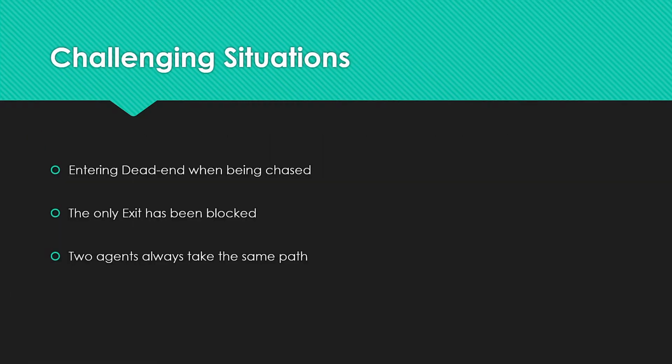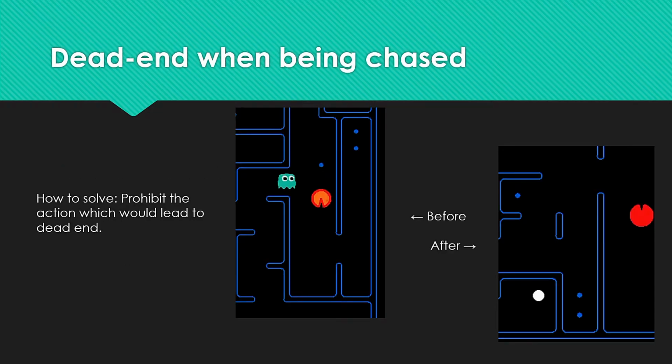During the development of our agents, we faced some challenging situations that the Pacman should handle to significantly increase the win rate. The situations can be summarized as follows. Firstly, if Pacman enters a dead end while being chased by the opponent's ghost, there will be a high probability of being eaten. Therefore, we prohibited the actions which lead to a dead end by using a simple DFS when the Pacman is being chased.